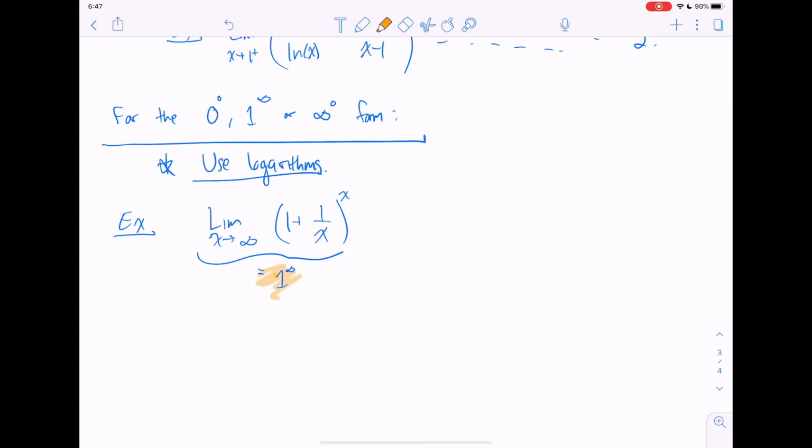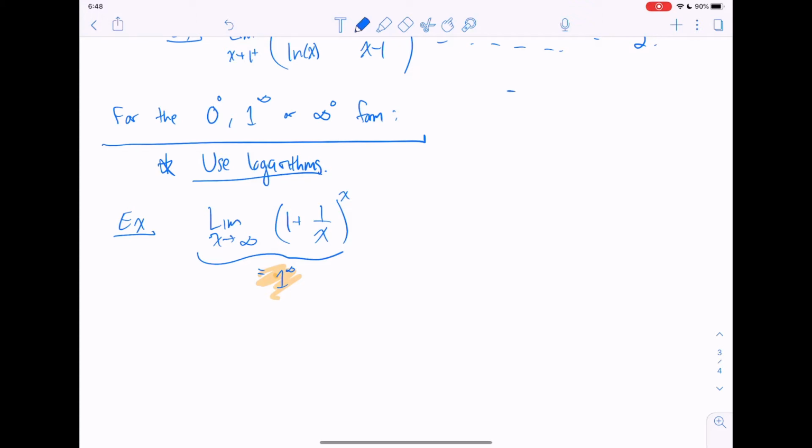So that's a problem. How do we turn this into something that we can use L'Hopital's on, that is 0 over 0 or infinity over infinity? It turns out we need to rip down this power x, and the way to do that in a controlled way is through the use of logarithms.